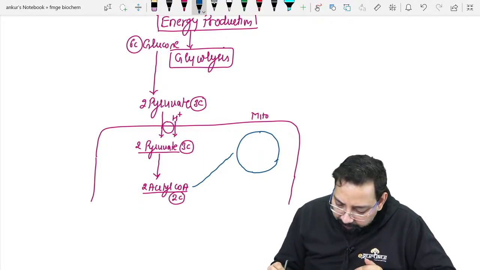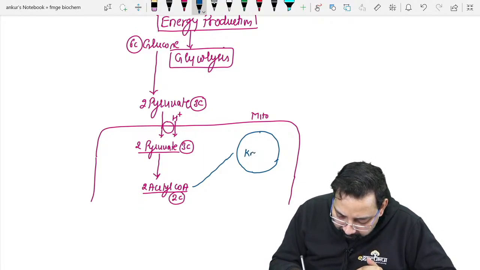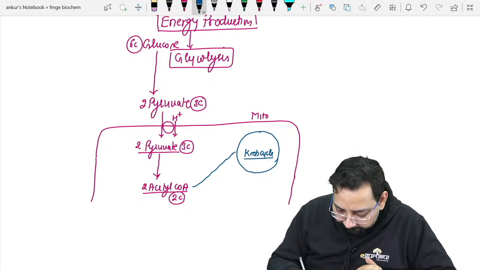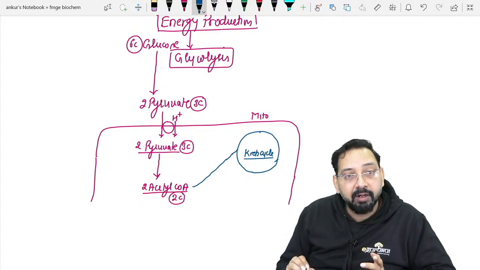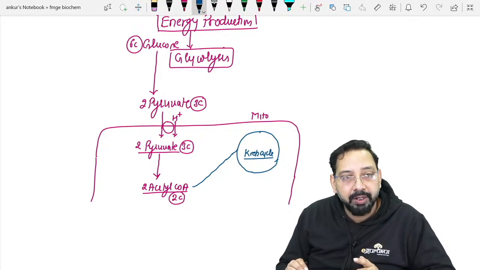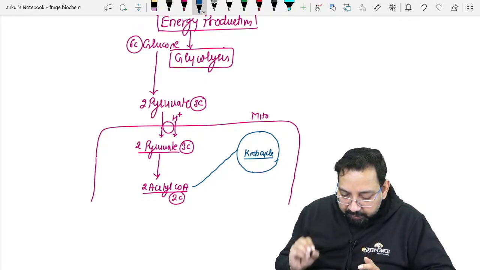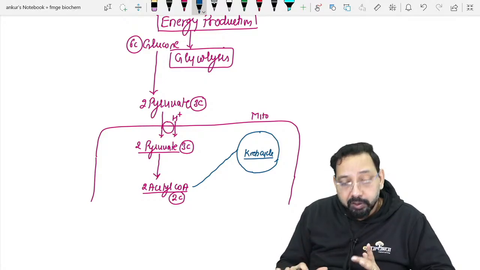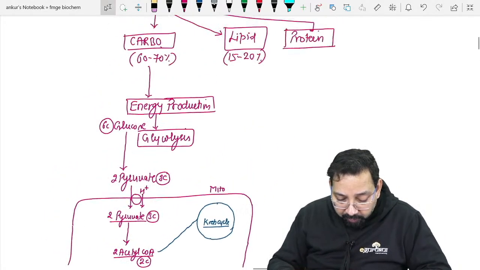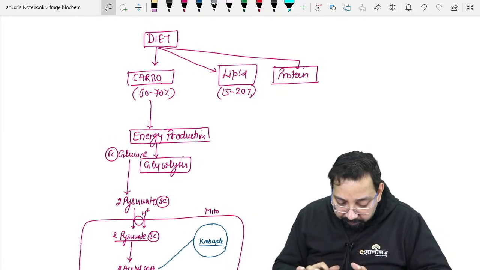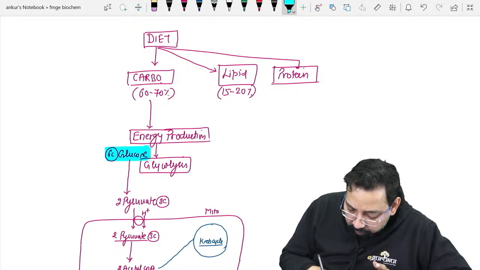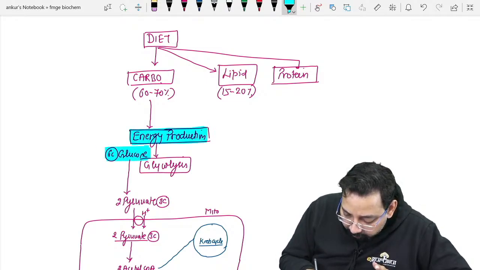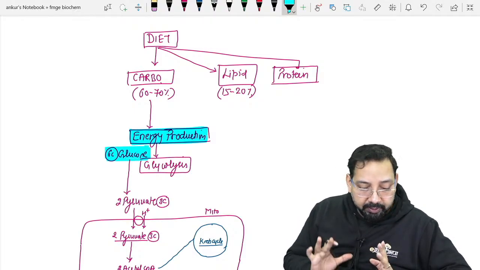Okay, don't worry. This is Krebs cycle. I take a different color, and you will appreciate the reason shortly. Acetyl coenzyme A enters Krebs cycle and produces energy. So this is one function of carbohydrate, and the prototype of carbohydrate is glucose: that is energy production. So one function of carbohydrate is energy production.